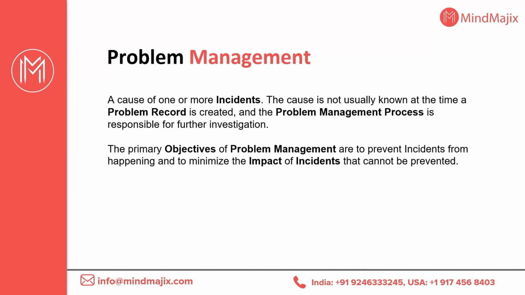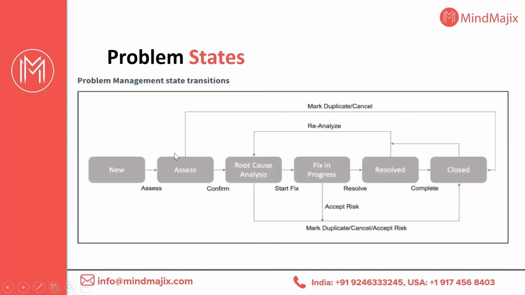And then there is this problem management process, which is responsible for the investigation and the resolution of the issue. So the primary objectives of problem management are to prevent incidents from happening and to minimize the impact of the incidents that cannot be prevented. Okay.